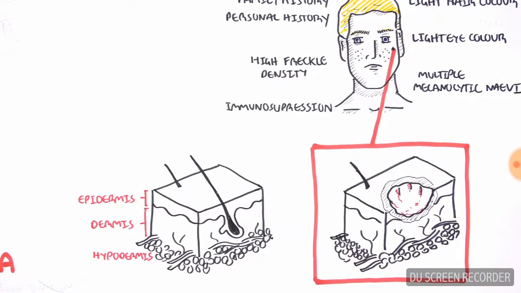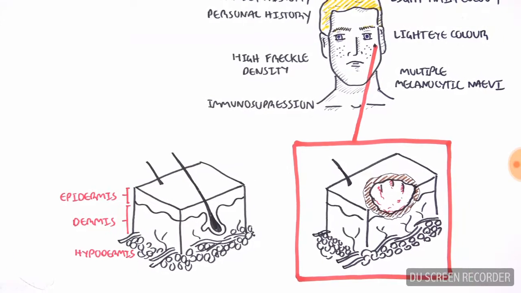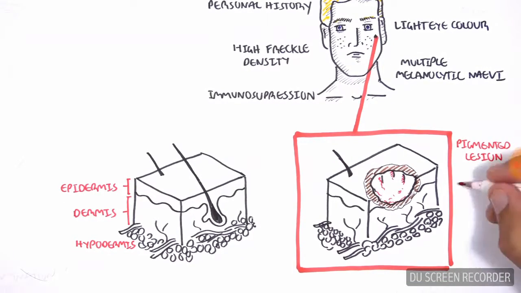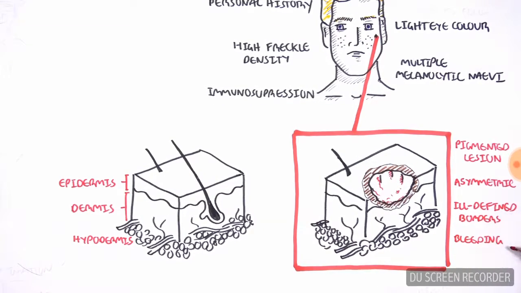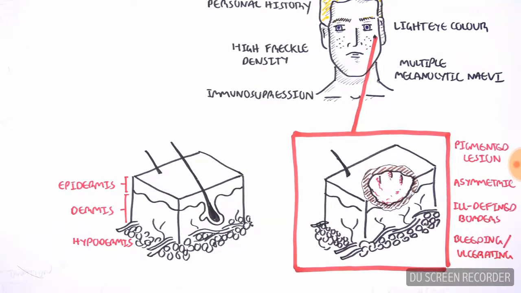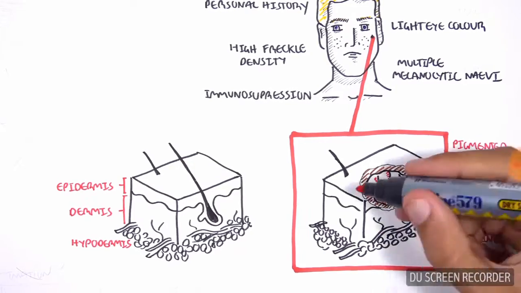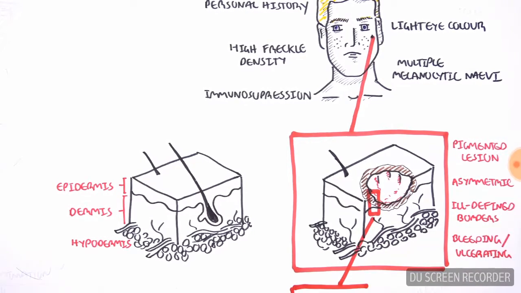As I mentioned, melanoma is different in each individual. However, melanoma is usually always pigmented. It's a pigmented lesion, it's often asymmetric, it has ill-defined borders, and melanoma often bleeds or ulcerates.